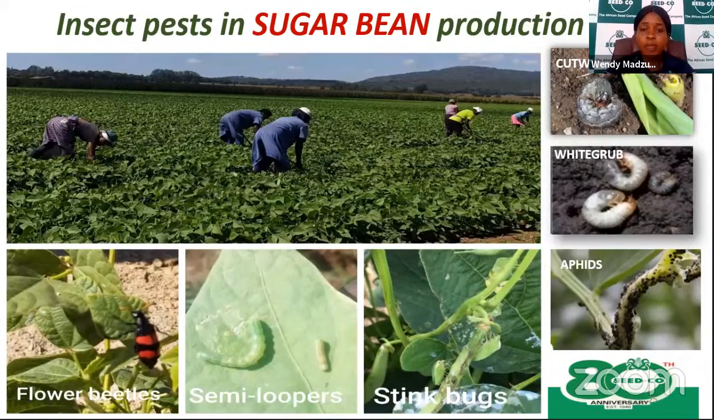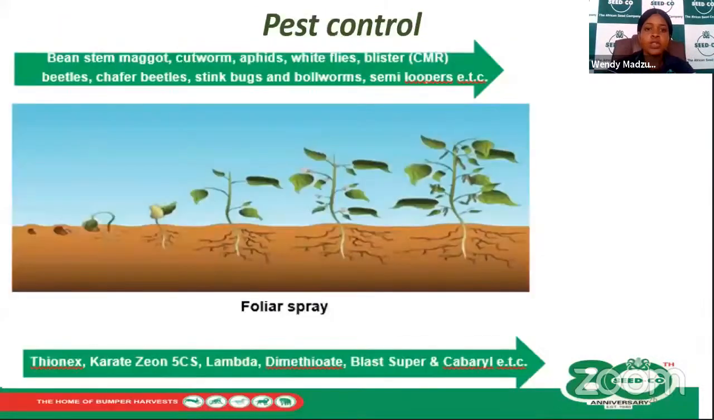We also have the semi-loopers, which will consume the foliage, and the stink bug, which upon consumption also tends to result in the wilting of the points that they will have passed through. So pest control should always be guided by the problematic insect pests that you are facing, and you need to do correct identification. Otherwise, you risk applying the wrong product and building resistance in that insect pest when in actual cases you were able to control it.